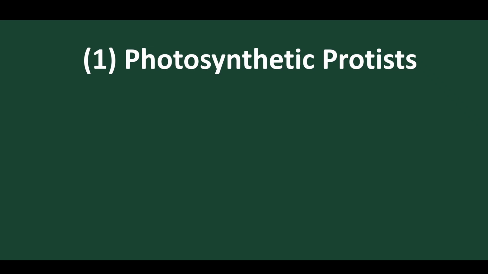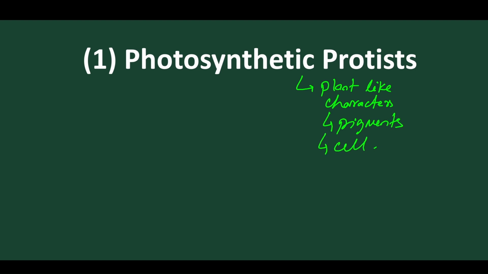Today we are going to study photosynthetic protista. These are the protista that have plant-like characters. They have pigments so that they can produce their own food, and they also have a cell wall, which is cellulosic.